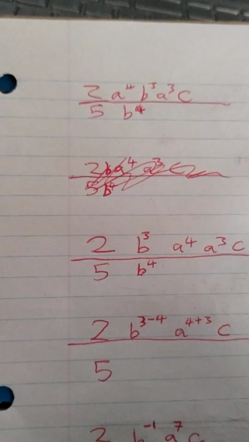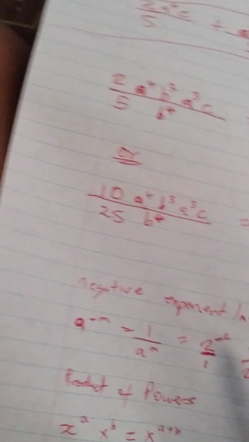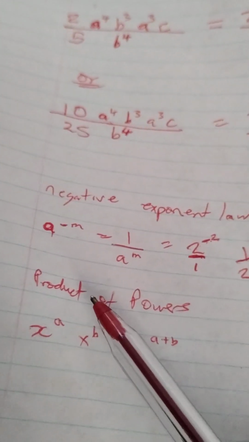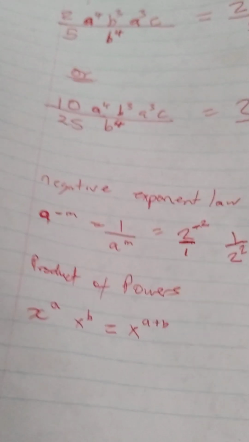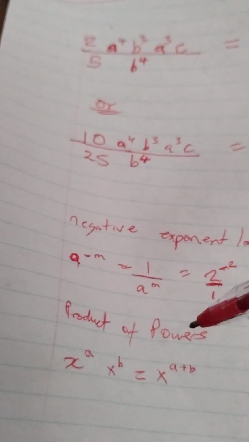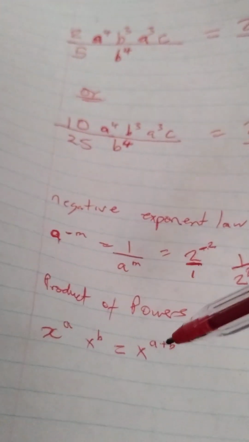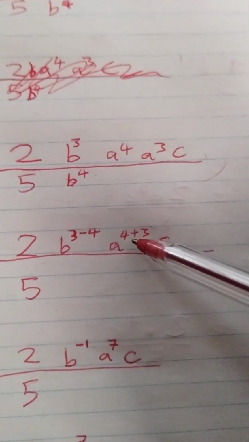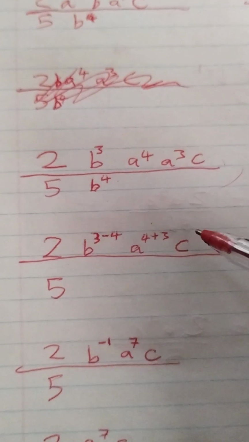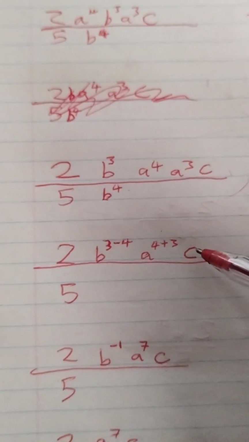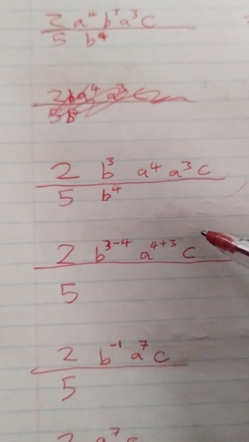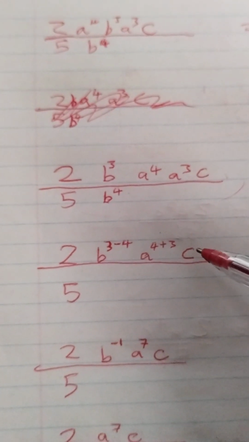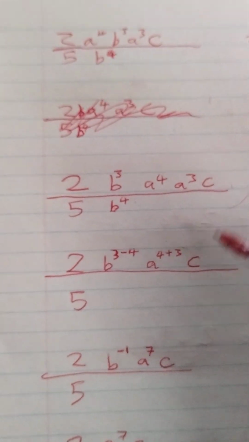When it is multiplication, what do we do? For multiplication, it is the product of powers, and in this case you add the powers. So for the a's, I'm going to add 4 plus 3. c is just there by itself, but this simply means c to the 1 power. But again, it's self-explanatory. It's not written like that. It's just written as c.